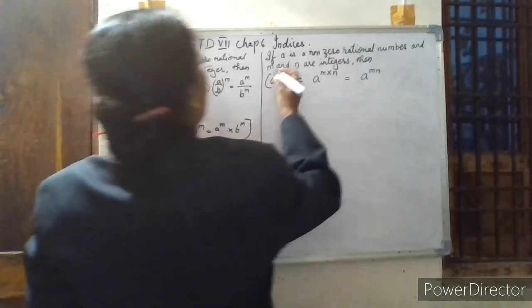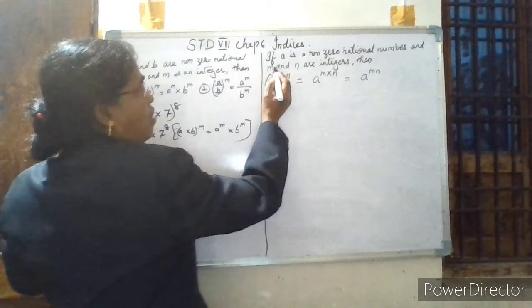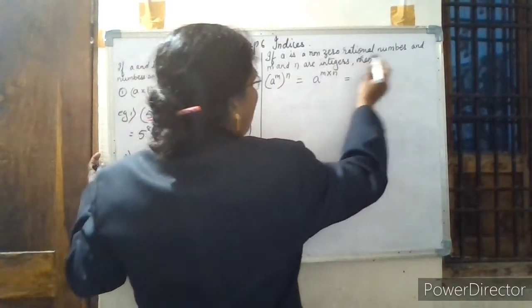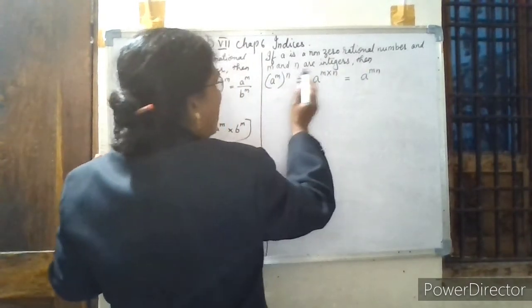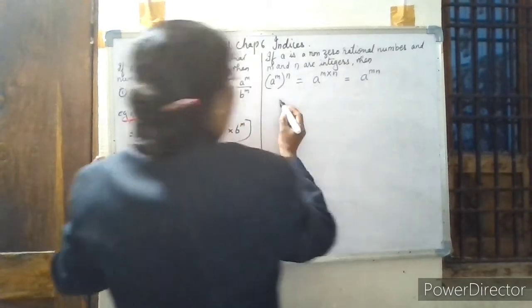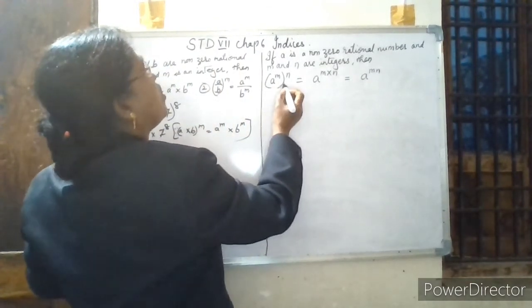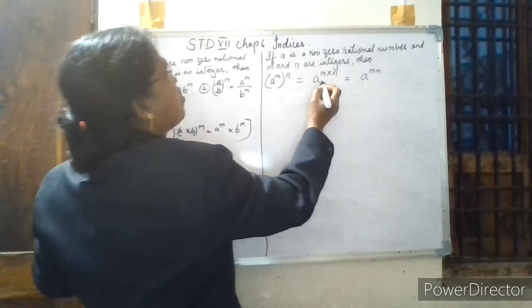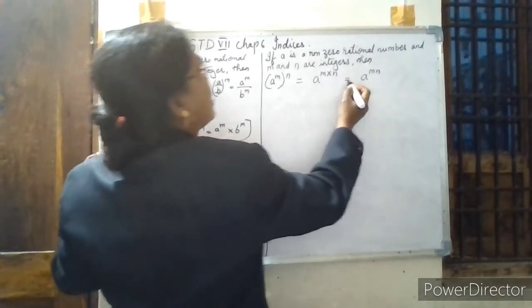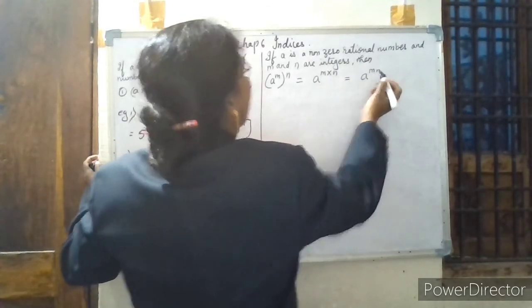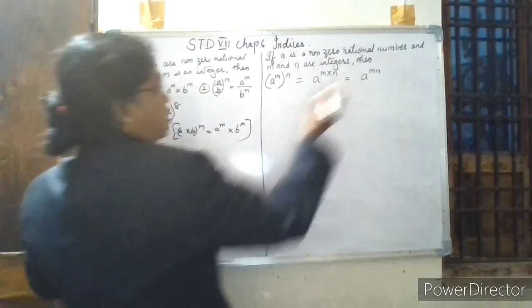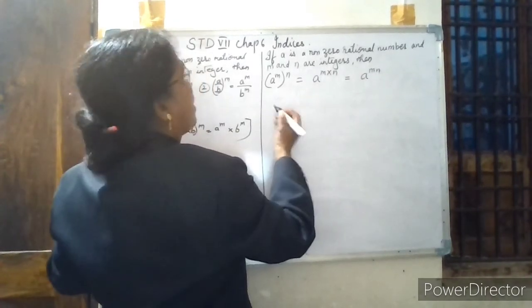Now, come to the next law. If A is a non-zero rational number and M and N are integers, then A raised to M, the whole raised to N, will be equal to A raised to M into N. That is equal to A raised to MN. MN means it is multiplied, the product of M and N.